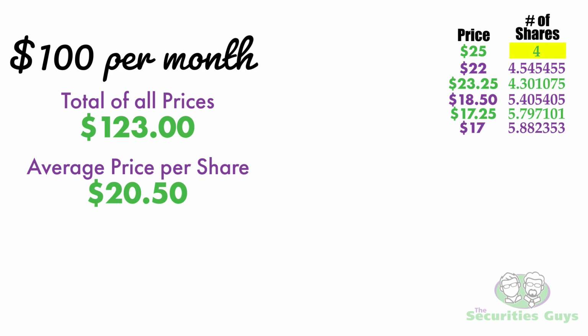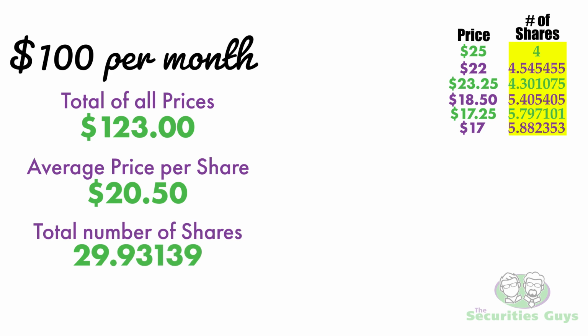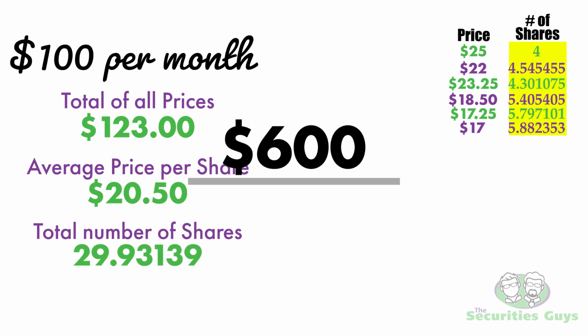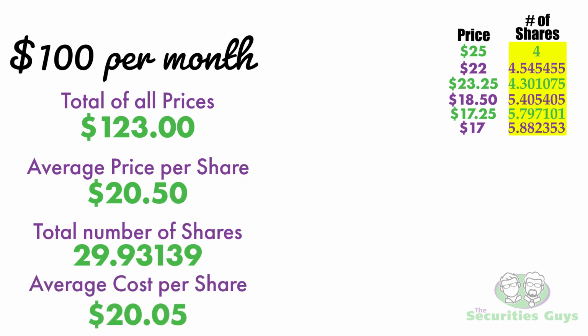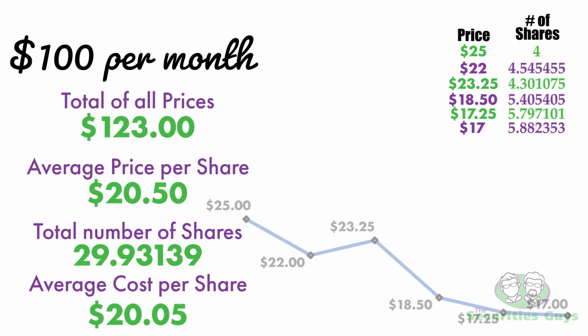We also purchased 4, roughly 4.5, 4.3, 5.4, 5.79, and 5.88 shares at each of those times when we made those purchases, for a total of 29.93139 shares. Dividing the $600 cost by those 29.93139 shares gets us the average cost per share of $20.05, saving 45 cents over the average price per share. Looking at that graph, we see that is a mostly downward market, and dollar cost averaging works there too. There is one more type of market, and that is a flat market.